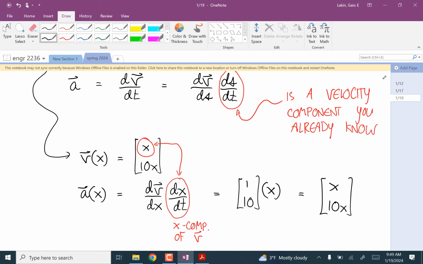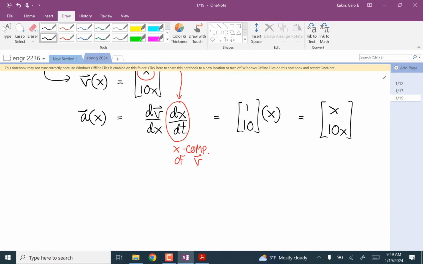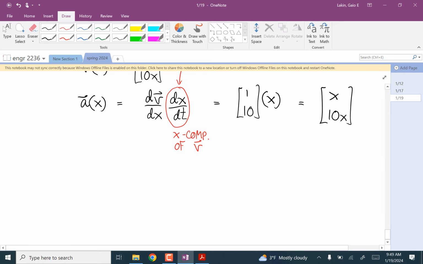Who's with me? Who likes this? Everybody? Okay, good. Yes? How would that change if there were an x and a y in the velocity equation? Yeah, we could think about that. I won't give you any problems like that, but then you would have to do partial derivatives, which is kind of beyond the scope of what we're talking about here.